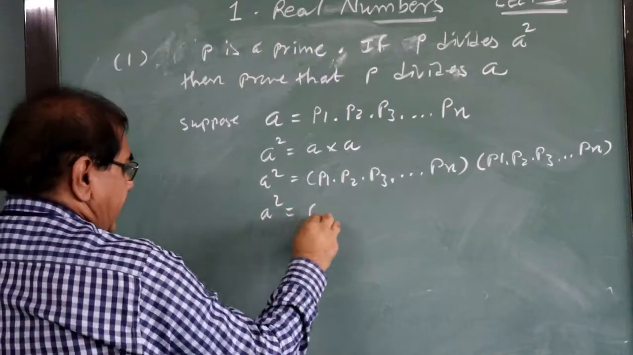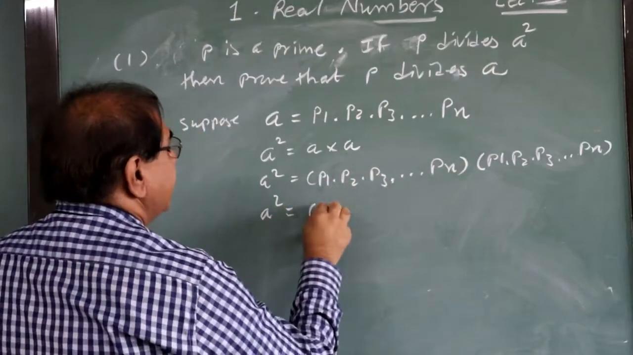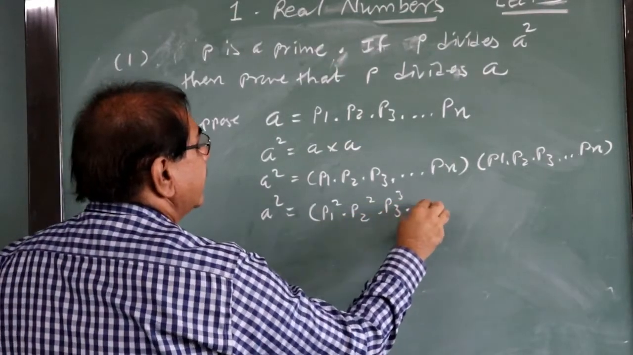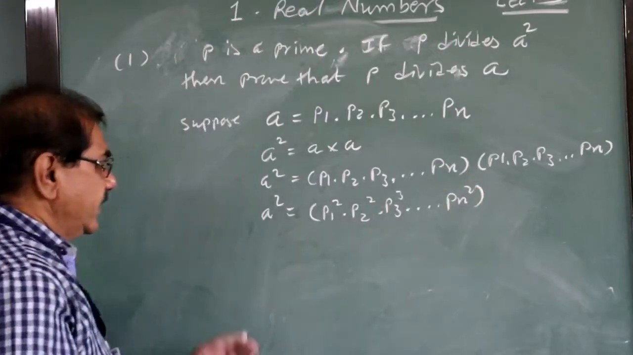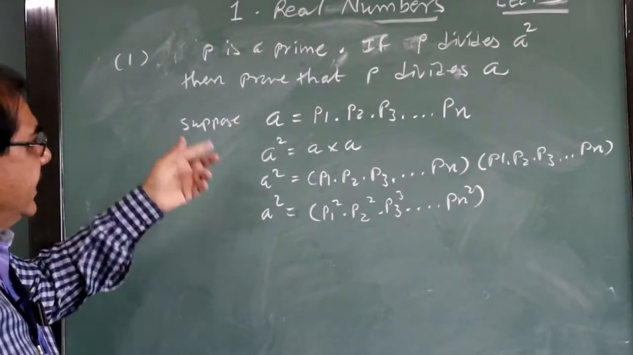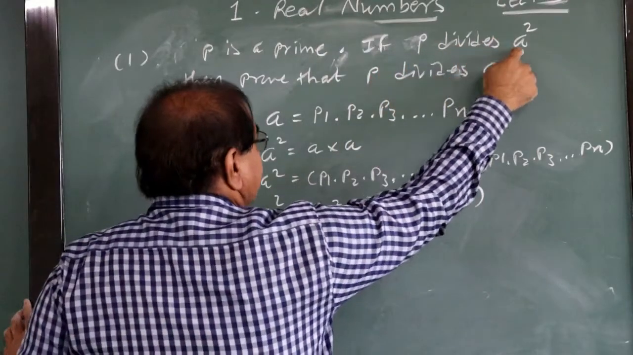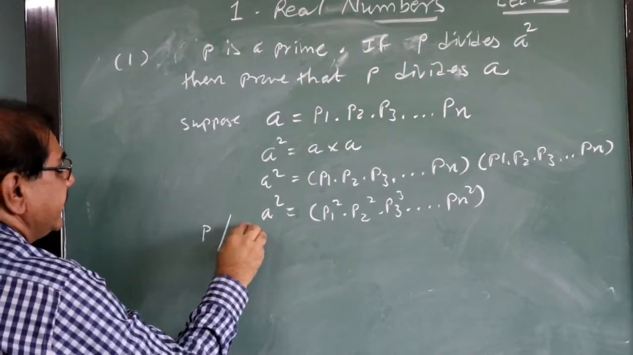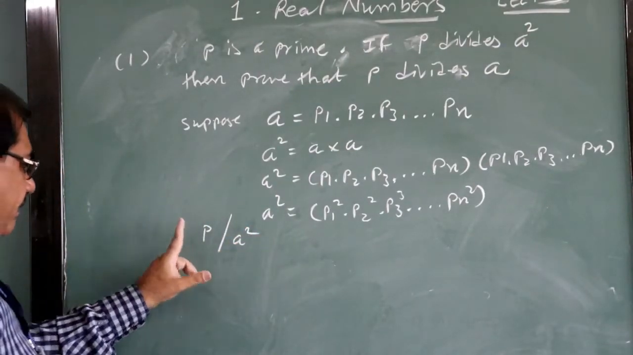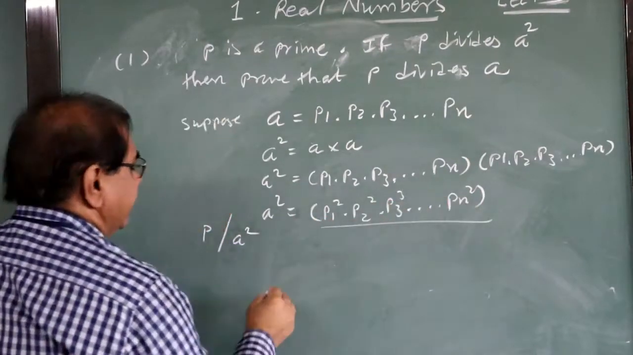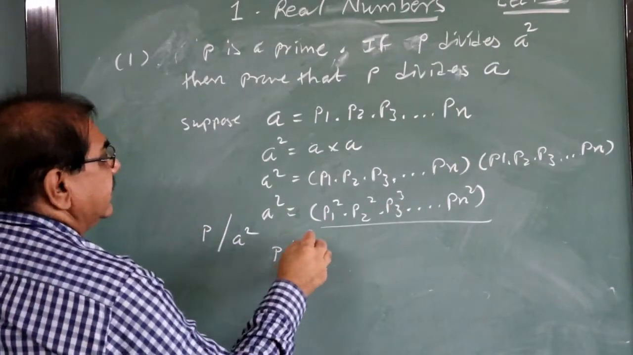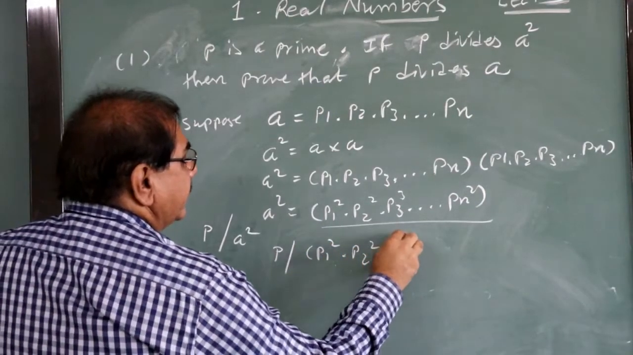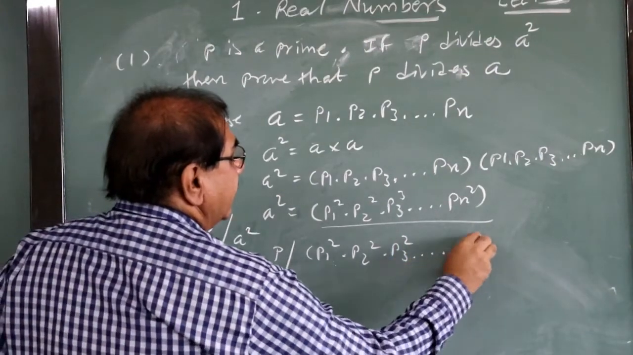That means what is A square? A square is equal to, these both are multiplied, so P1 square into P2 square into P3 square into dot dot dot Pn square. Okay, this is how from A I can get A square. Now what is given? P divides A square, means P is a factor of A square. We write this way, P divides A square. That means what? P is one of the factors of this. So P divides P1 square into P2 square into P3 square into dot dot dot up till Pn square.